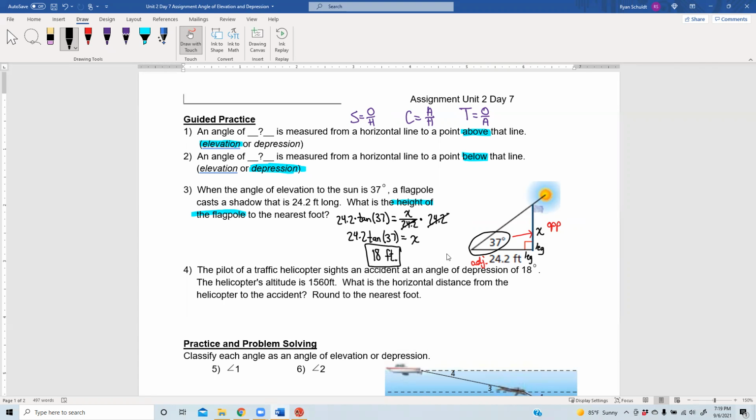Okay, a pilot of a traffic helicopter sights an accident at an angle of depression of 18 degrees. So here's our helicopter. He's looking down at an angle of 18 degrees. Not that y'all can tell that that's an 18.